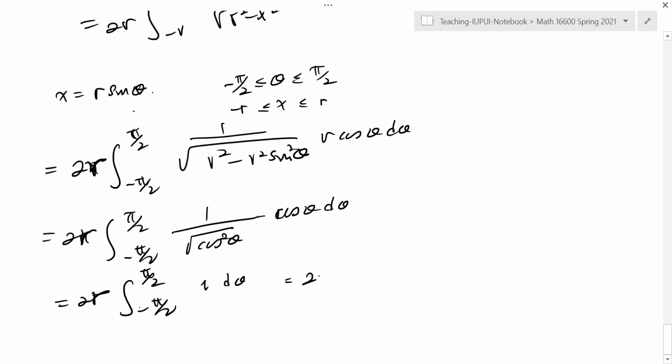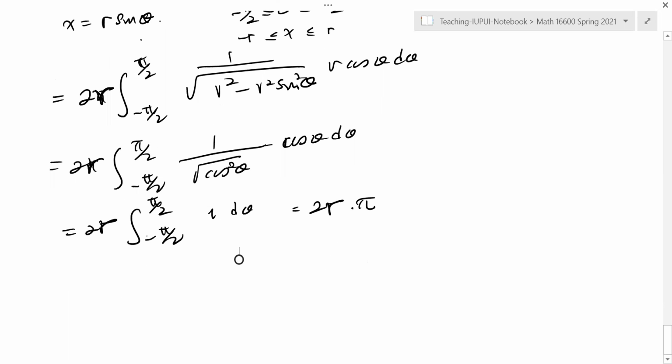And then the integral from negative pi over 2 to positive pi over 2 is just pi. So that's why you get 2r times pi over 2, right? Now this is a formula. This is the length of the whole circle, the arc length of the whole circle.